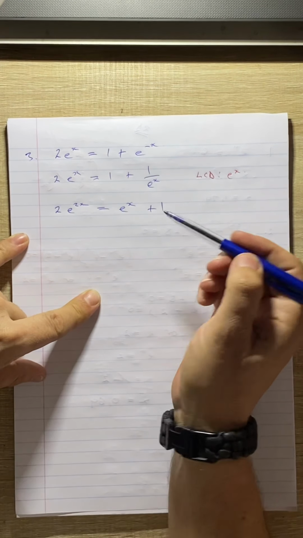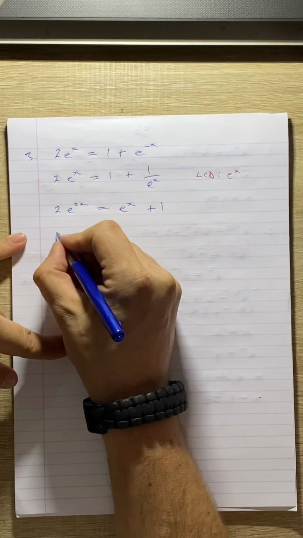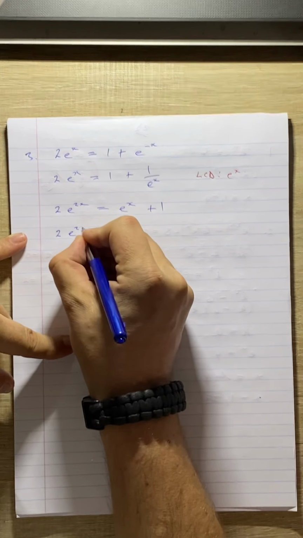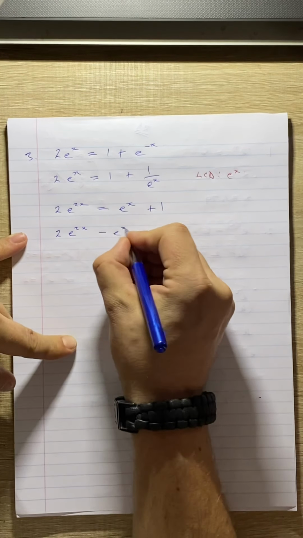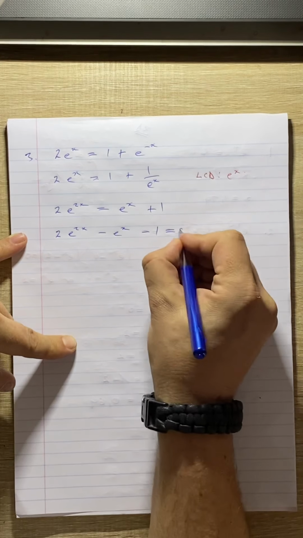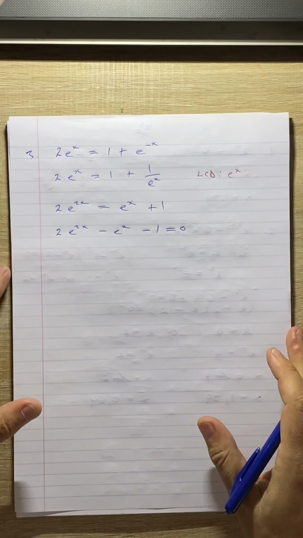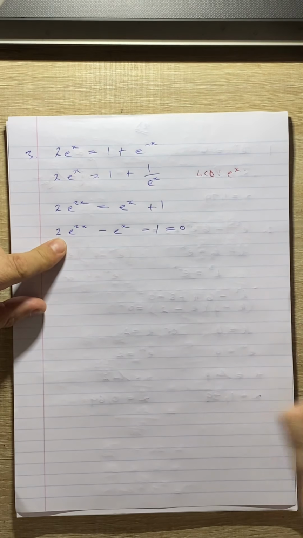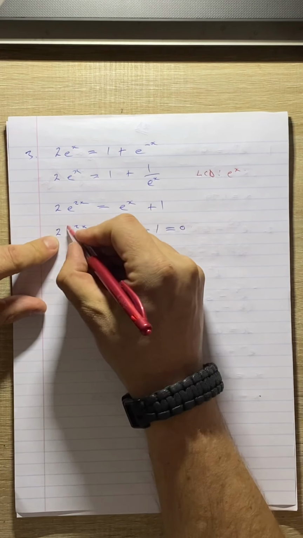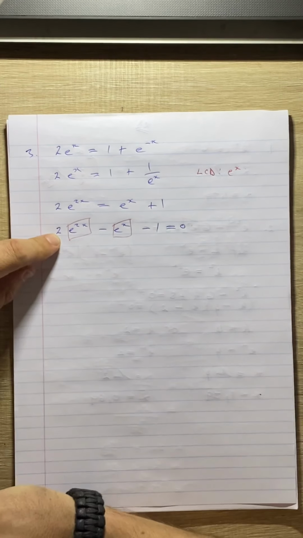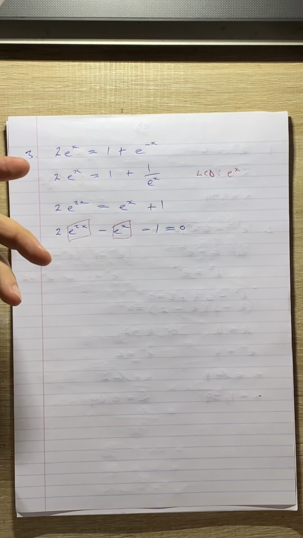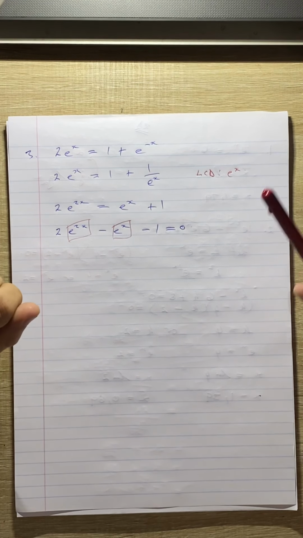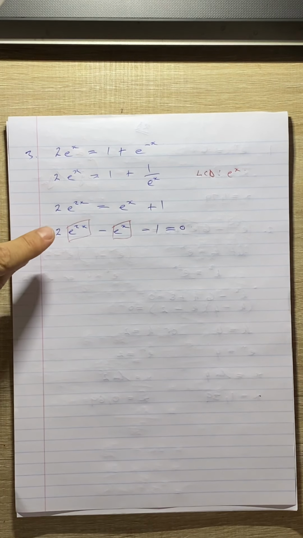Okay, what I can do now is take everything to the one side, and we get 2e to the 2x minus e to the x minus 1 equals 0. Now, this is very similar to the previous example where we've got the one e to the x is double the other e to the x. So you can use the k method, or in this case, I'm going to go straight into the factorization.